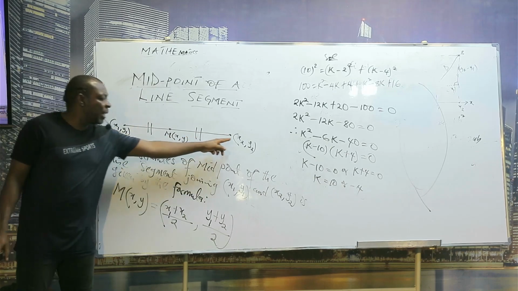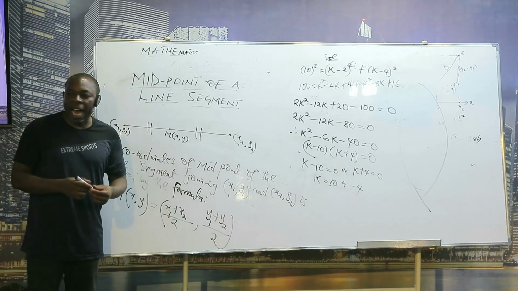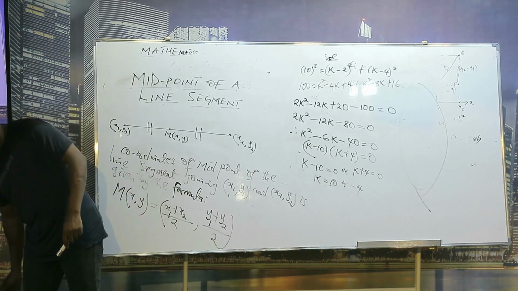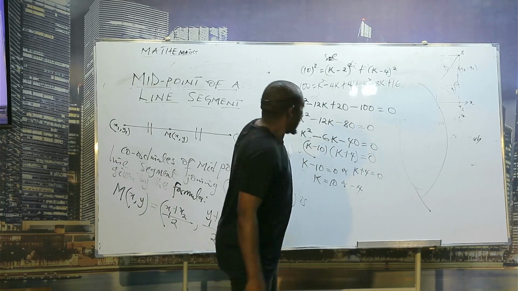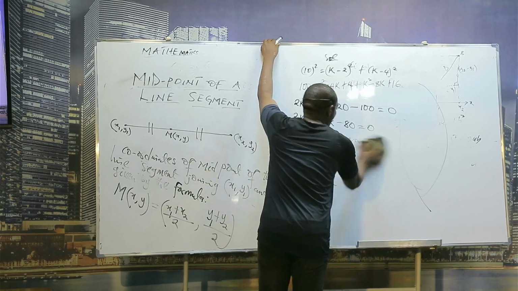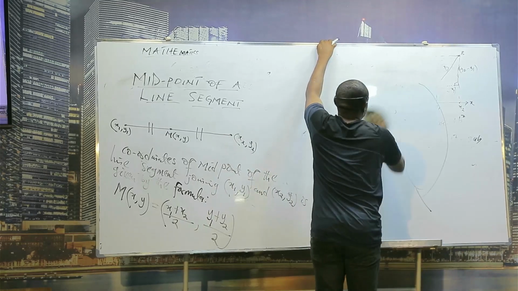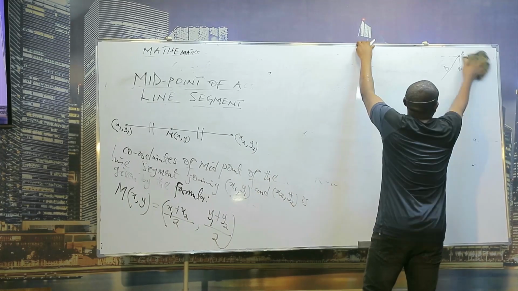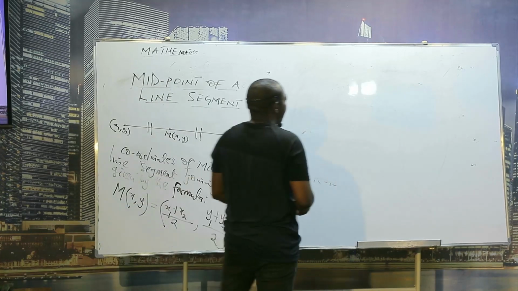Just take the X coordinates, add them, divide by 2. Take the Y coordinates, add them, and divide by 2. Do you want to see how we came about that? Let's see it. Now we go back to our Cartesian plane.